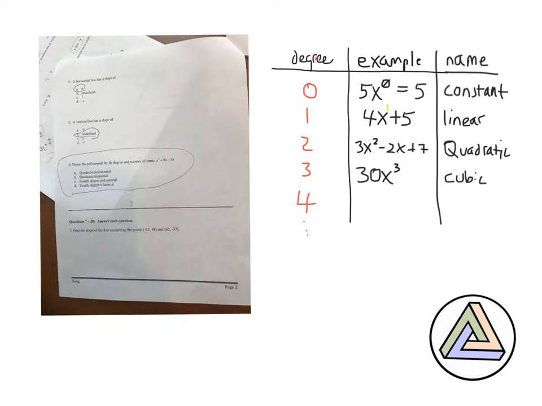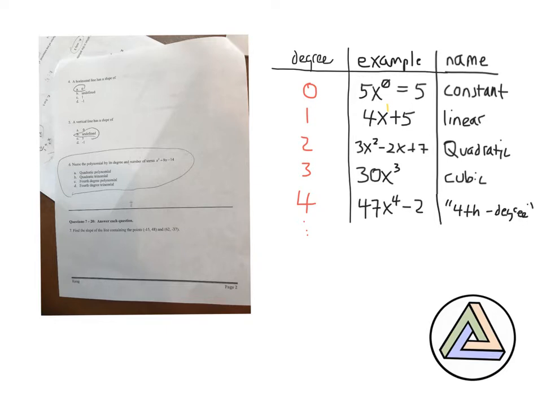When you have a degree of 4, it looks like the teacher wants you to call that a 4th degree polynomial, so we're just going to call that a 4th degree. Let's get an example here. Imagine you had 47x to the 4th minus 2. Well, that would be, quote unquote, 4th degree.